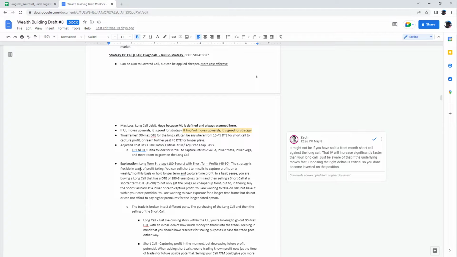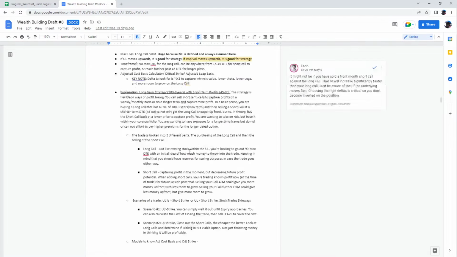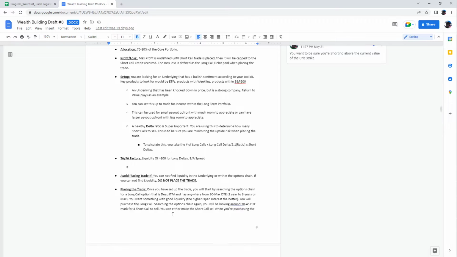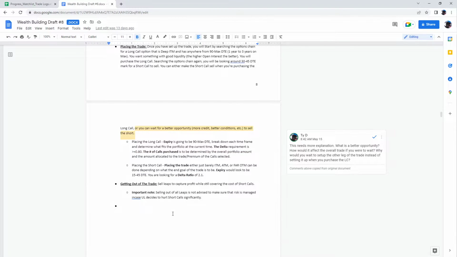Right here. So I haven't added much to the trade plan itself, because I've been working on the trade log. So not a lot is new with this, and I'm just kind of skimming over it.